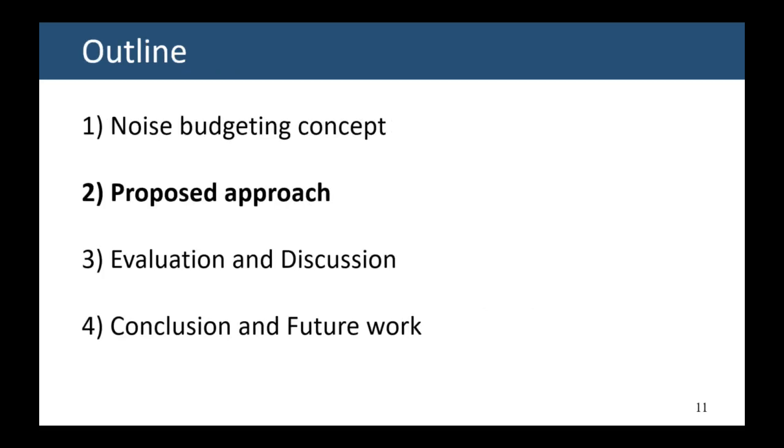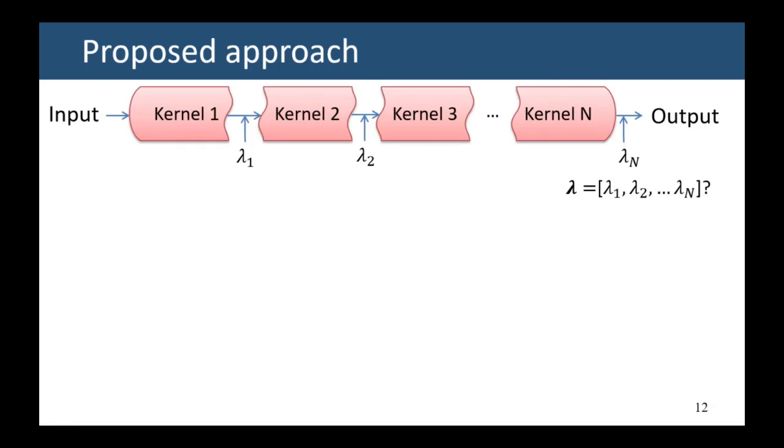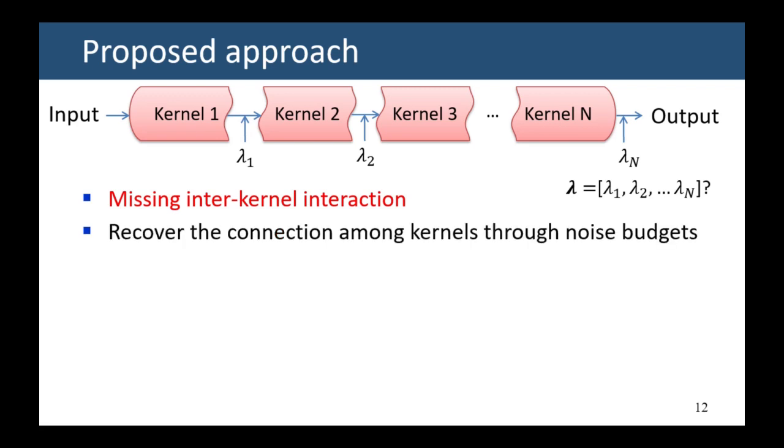Now I'm talking about our approach. Given an application which can be decomposed into n kernels, the objective is to find the appropriate noise budgets lambda 1 to lambda n. When we cut the application into kernels, the main problem is the inter-kernel interaction is missing among the kernels. So the idea here is to recover the connection among the kernels and find how budgeting the noise to each kernel affects the total cost and accuracy of the application.